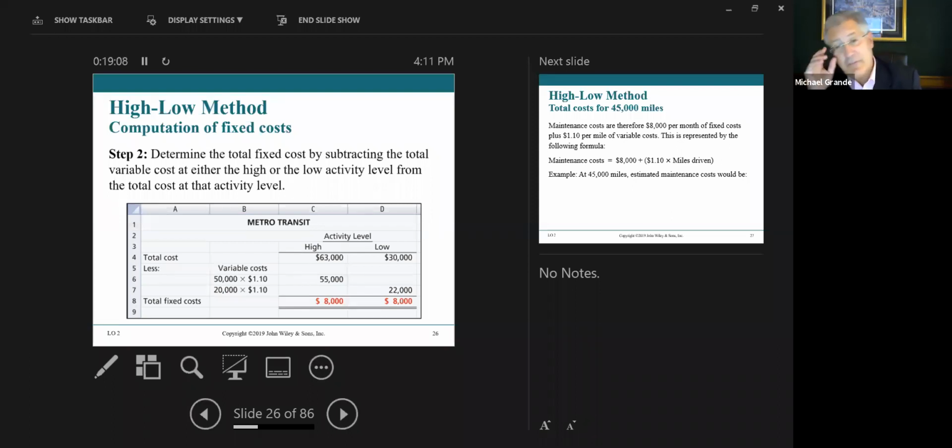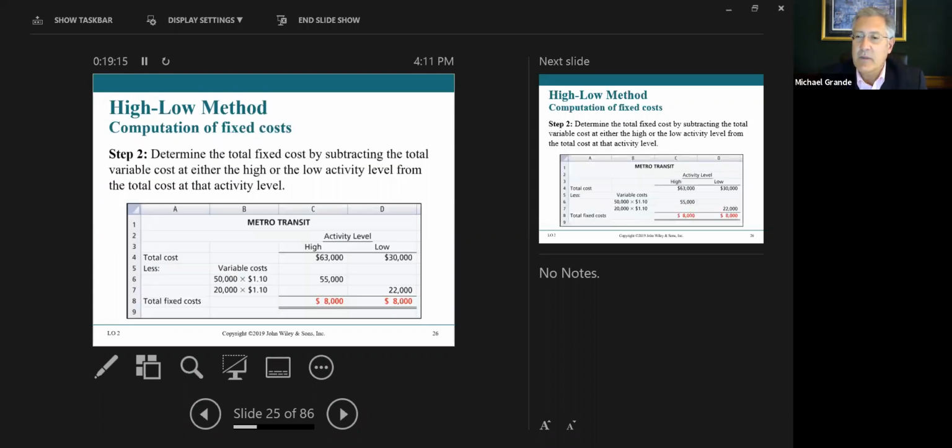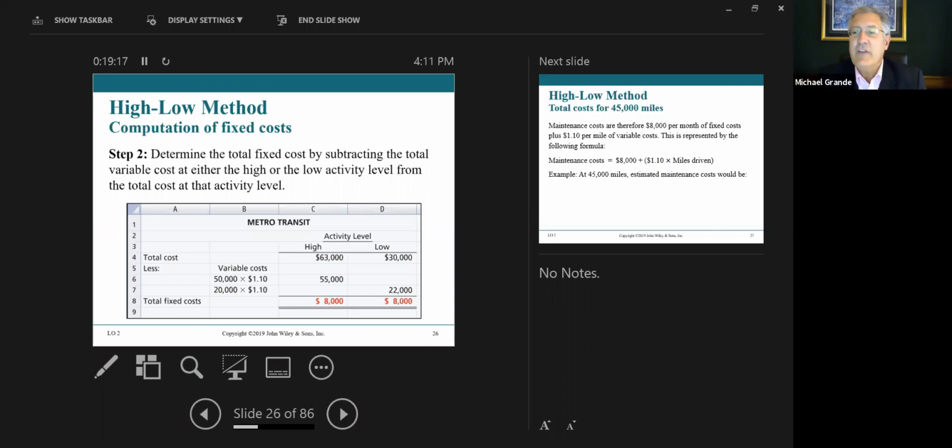So at the high level, they had 50,000 miles. And the variable cost per unit from the previous slide was $1.10. So the variable cost associated with that high level is $55,000. That leaves a fixed cost of $8,000.